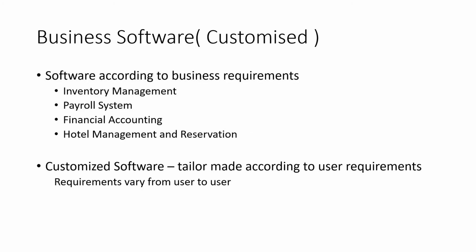Now we will look at the business software. Business software are created according to the business requirements. These software might be developed to meet a general requirement of business, and examples of business software can be inventory management, payroll system, financial accounting, hotel management and reservation. For example, if we take a payroll system, it can be a general requirement.